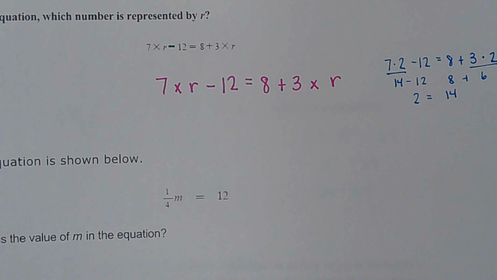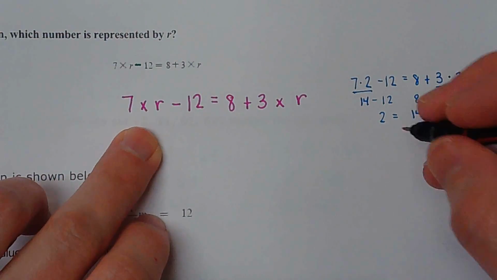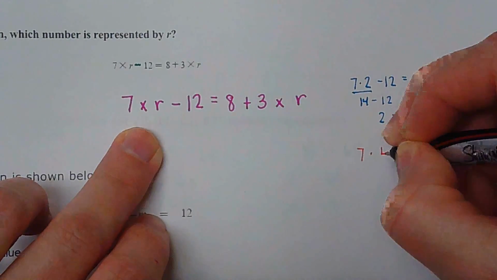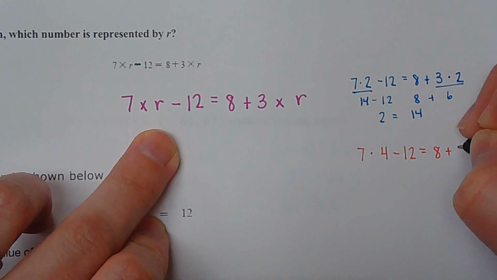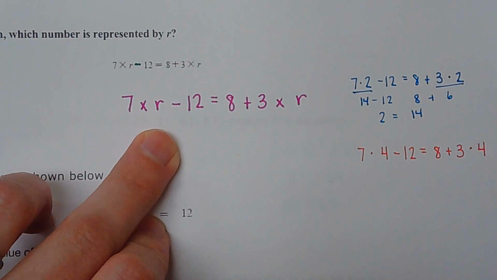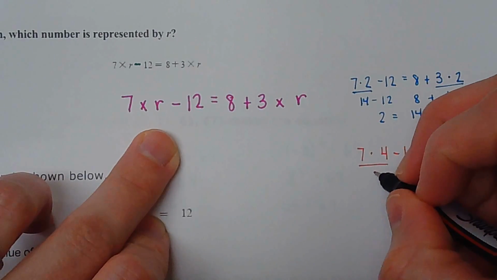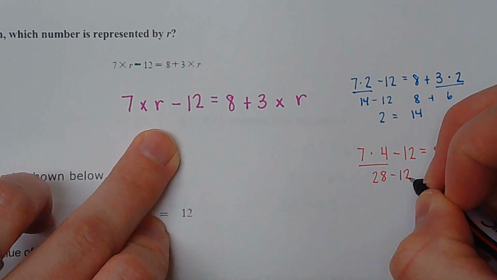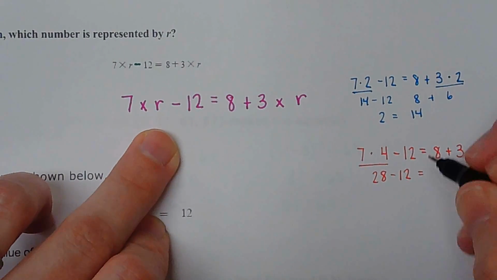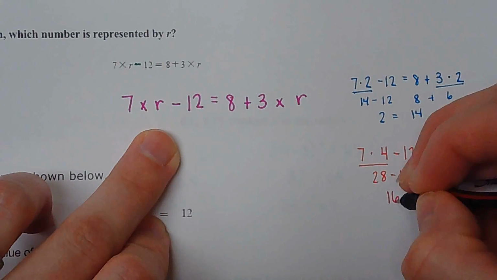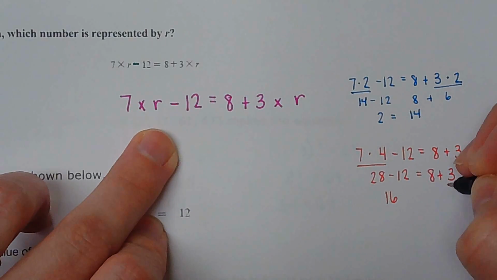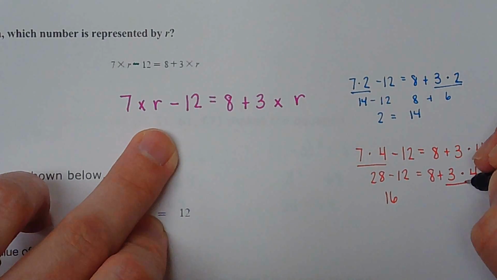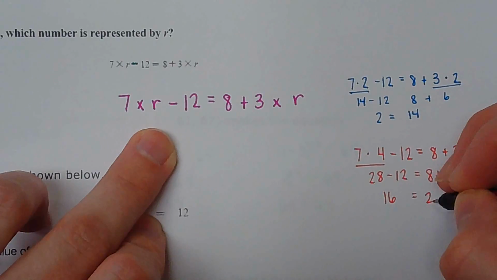All right, let me try 4. Let me use a different color so hopefully you can see. So I would do 7 times 4 minus 12 equals 8 plus 3 times 4. So 7 times 4 is 28 minus 12. 28 minus 12 would be 16. If I do this side, that would be 12, and then 12 plus 8 is 20, so it can't be that either.